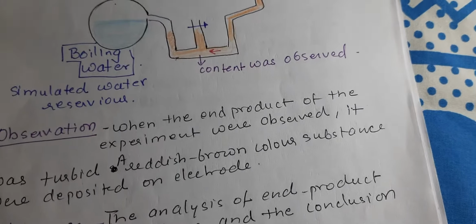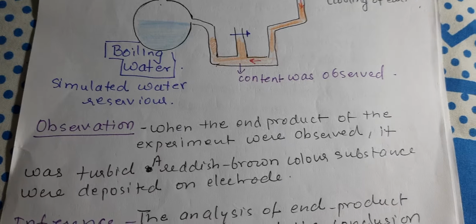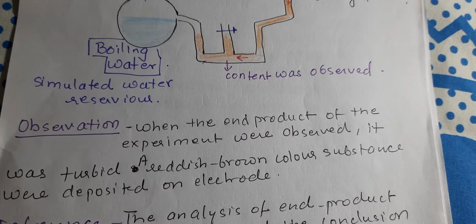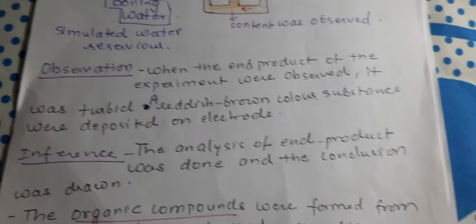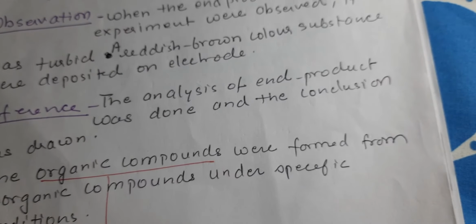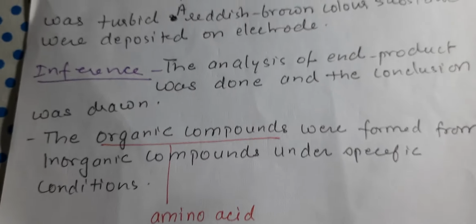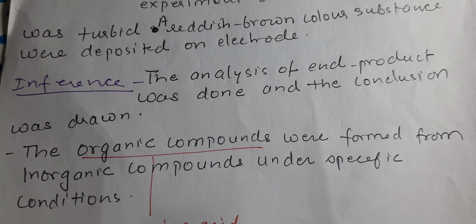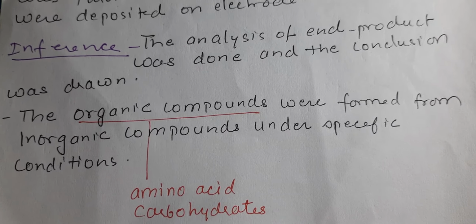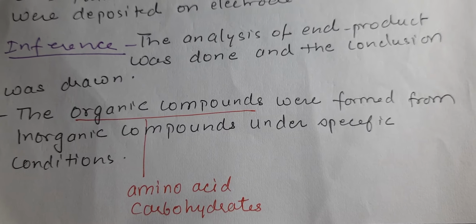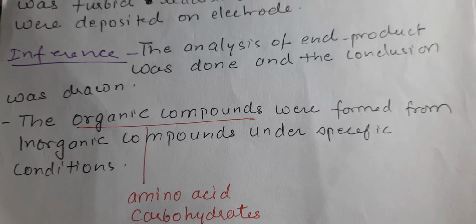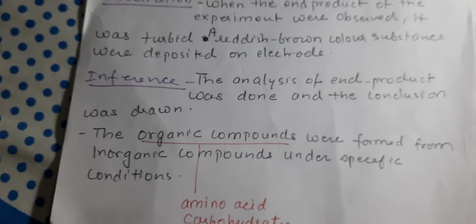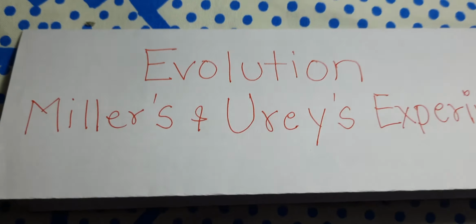When observation was made, the end product of the experiment was turbid. A reddish brown colored substance was deposited on the electrode as well. Inference: the analysis of the end product was done, and the conclusion was drawn that it consists of organic compounds which were formed from inorganic compounds under the specific condition, and these organic compounds such as amino acids and carbohydrates were the simple organic compounds formed from the inorganic compounds. So this was proved in the Miller and Urey experiment.